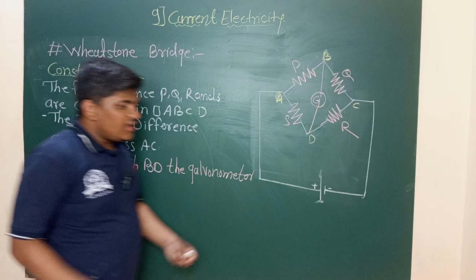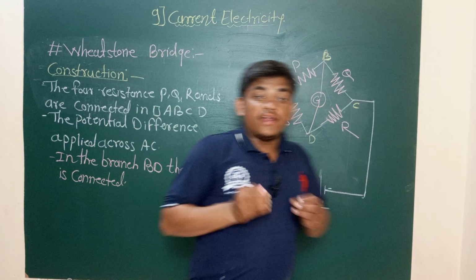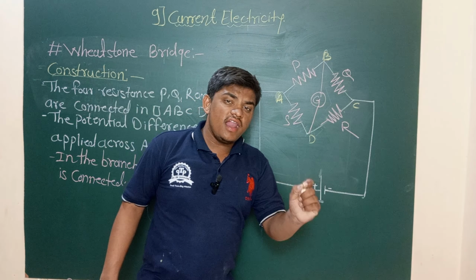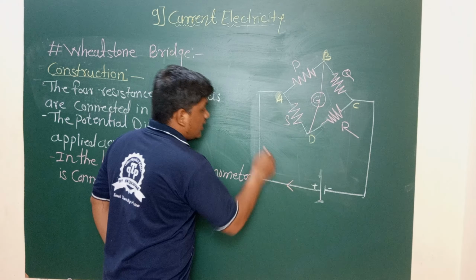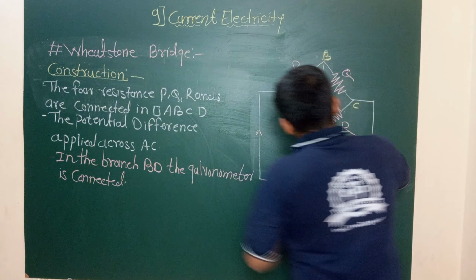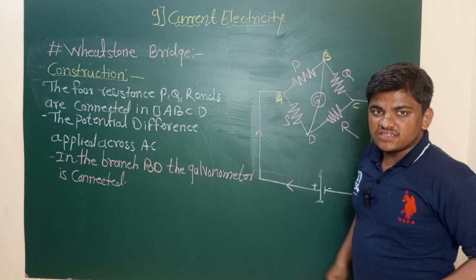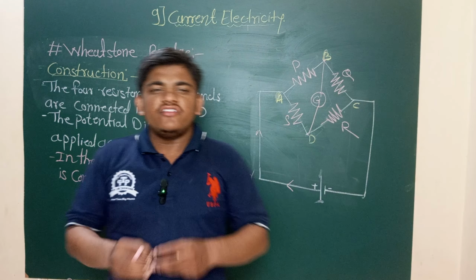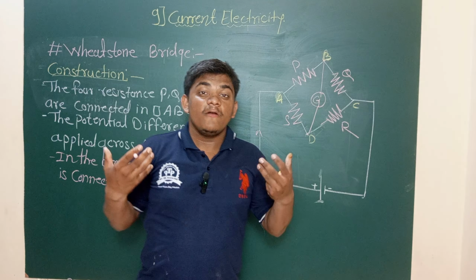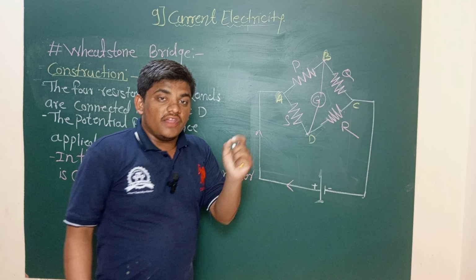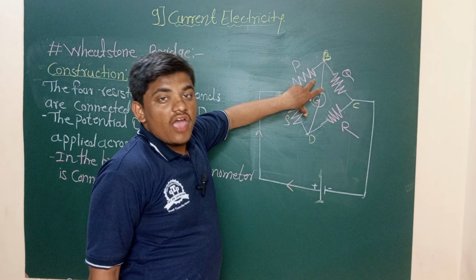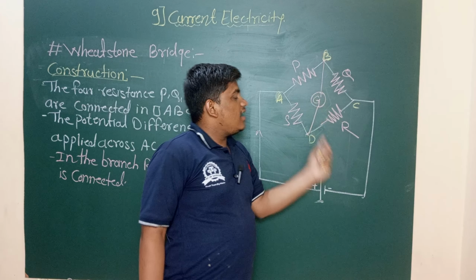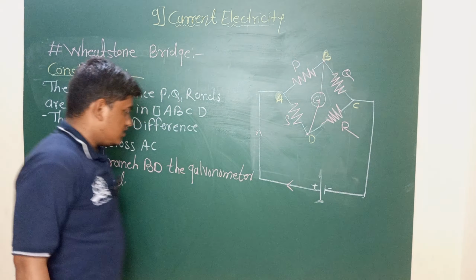And we know that current flows only due to a potential difference. If a potential difference is applied across the two ends of a conductor, then current flows through that conductor. That means if B and D have the same potential, the current does not flow through the galvanometer. That means the galvanometer doesn't show any deflection, because there is no potential difference across the two ends of the galvanometer, since B and D have the same potential.